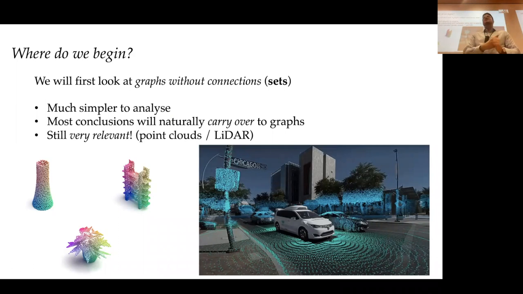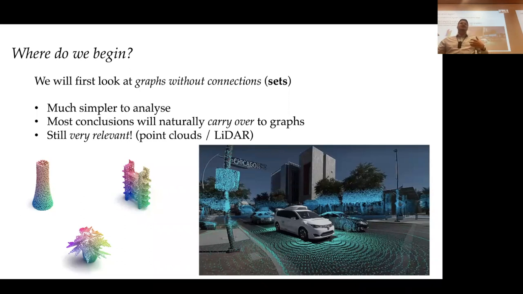The first reason is obviously because it's just sets. So it's just nodes, there are no edges. You have to carry one object less around when you're doing the math. And therefore, it's going to be much simpler to analyze sets than graphs. Secondly, whatever we conclude mathematically on sets, it turns out it will transfer super easily to graphs.